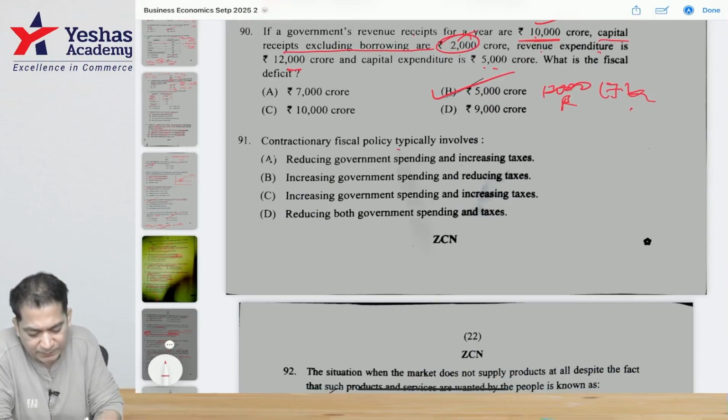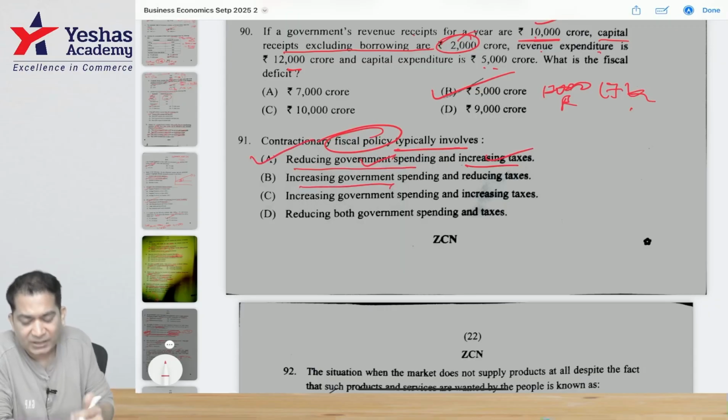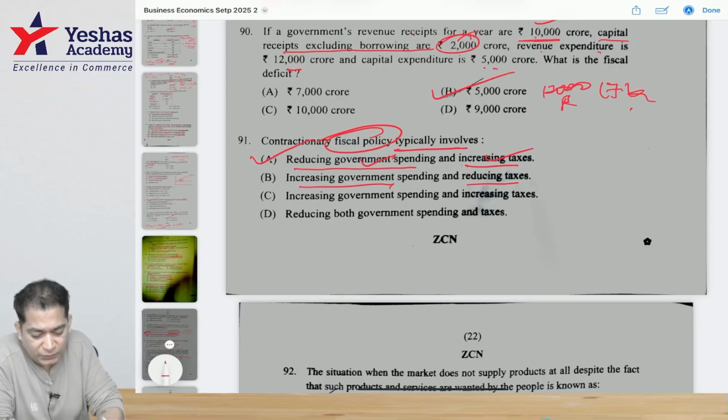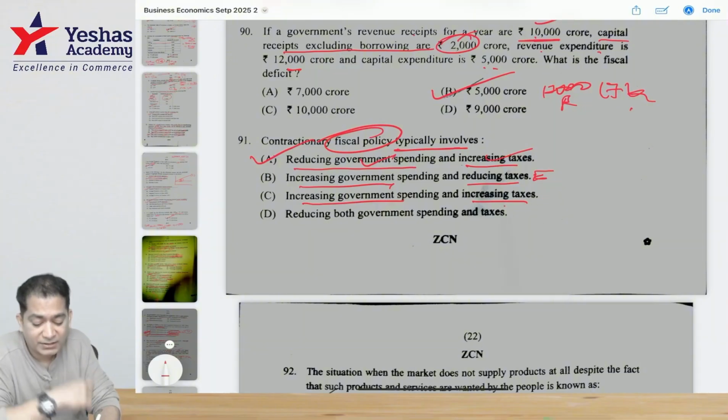Contractionary fiscal policy typically involves, now mind it, fiscal policy they've mentioned. Reducing government spending, correct. Increasing taxes, correct. A is correct. Increasing government spending will lead to further expansion, that is part of expansionary. Reducing taxes, expansionary. Increasing government spending, increasing taxes, which will neutralize one another.